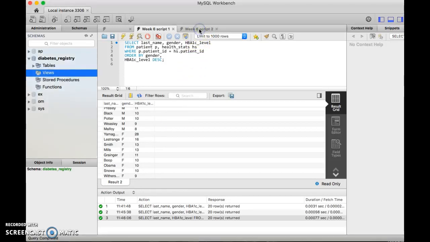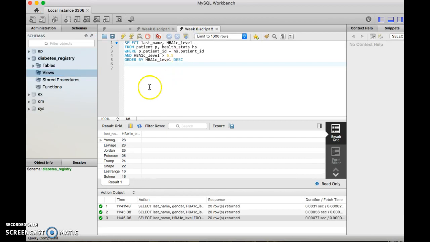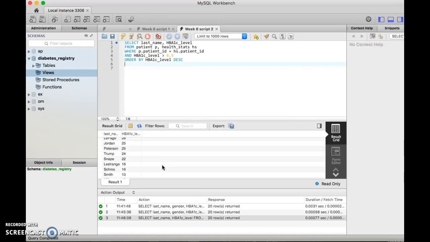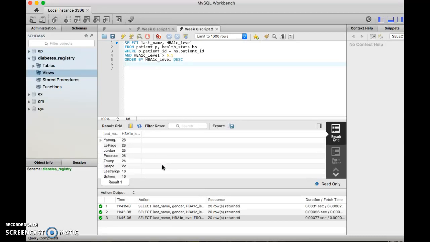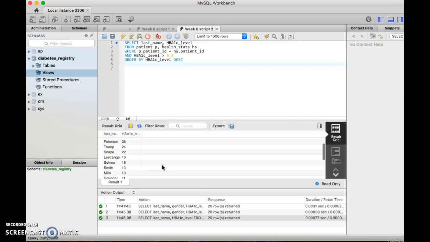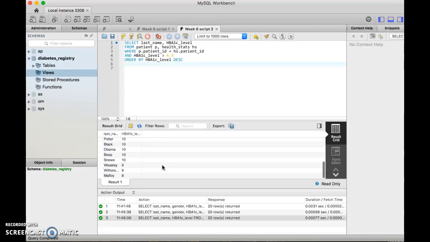The second script I wrote for the view was just any patient at all, gender non-specific, with an HbA1c level of over 6.5. So you can see here my results. Again, they're done in HbA1c level descending order so that we can see the highest patients all the way down to the lowest patients. I'm actually not sure I had any that were under 6.5 because I figured all of the people in this database have diabetes, and anybody with 6.5 or higher definitely has diabetes.